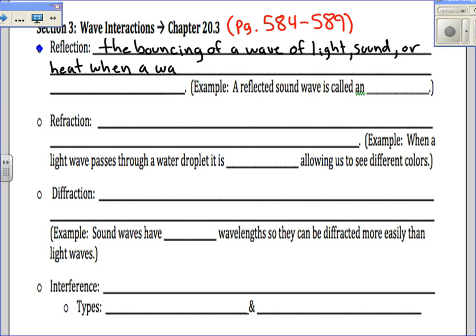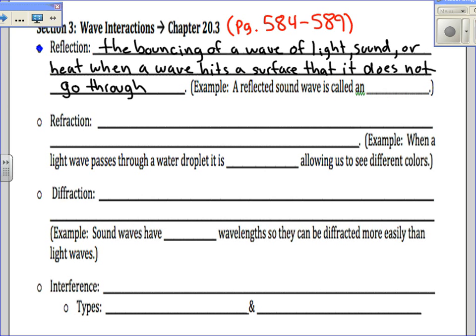A wave hits a surface that it does not go through. It is reflected. Okay.